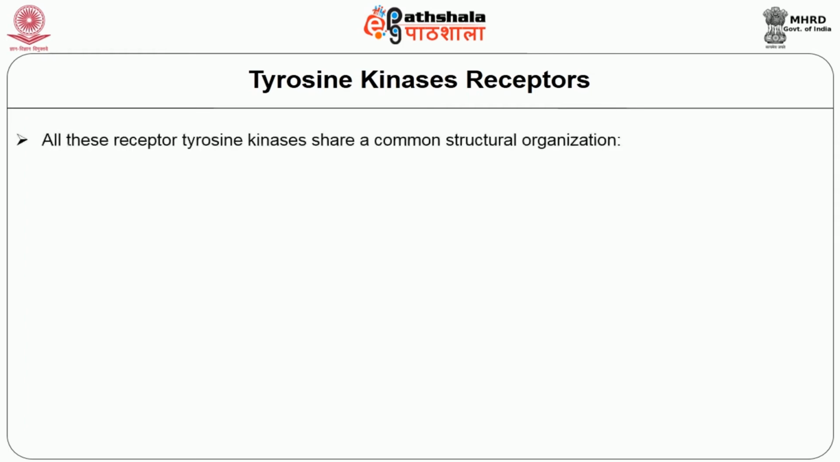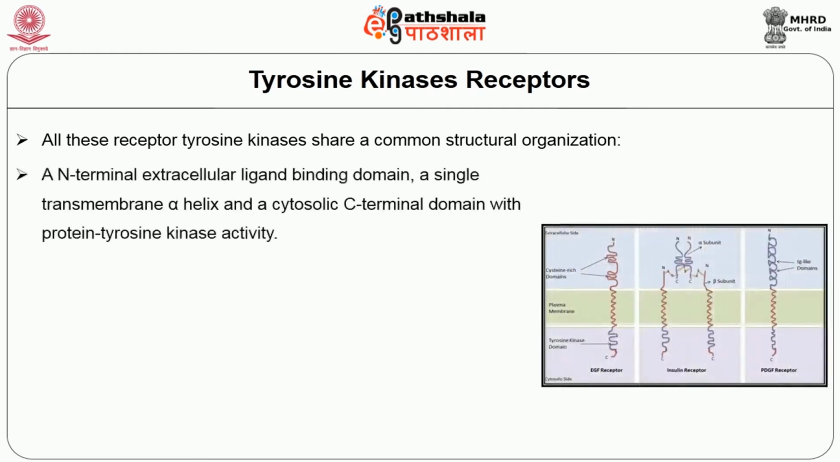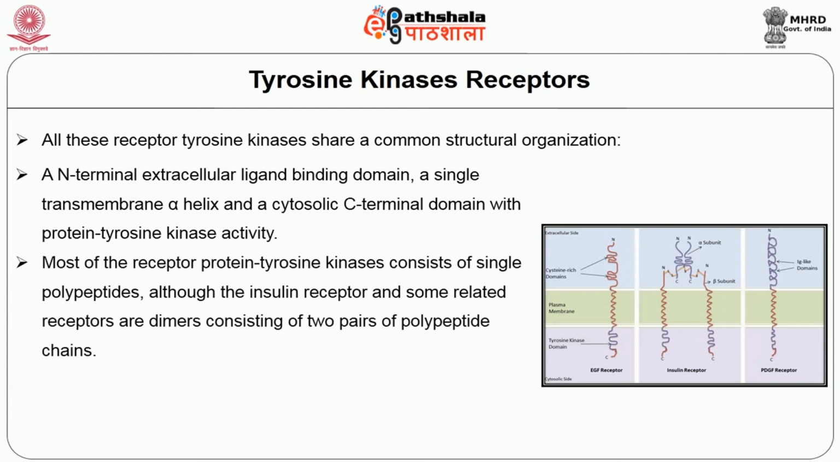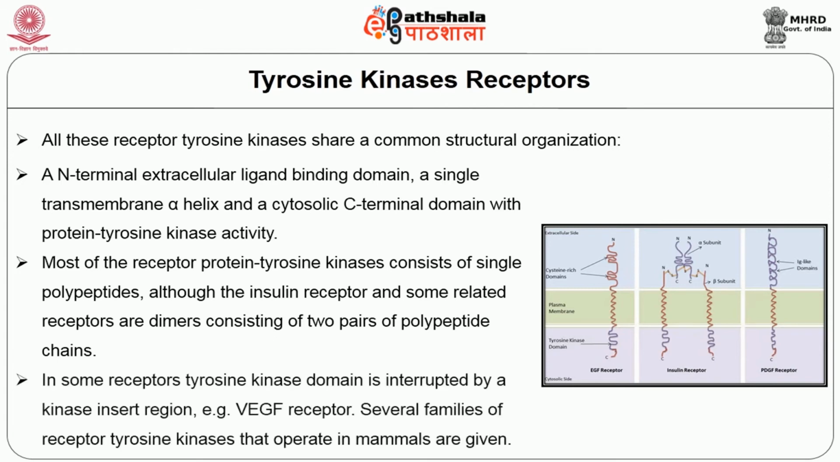All these receptor tyrosine kinases share a common structural organization: an N-terminal extracellular ligand binding domain, a single transmembrane alpha helix, and a cytosolic C-terminal domain with protein tyrosine kinase activity. Most of the receptor protein tyrosine kinases consist of single polypeptides, although the insulin receptor and some related receptors are dimers consisting of two pairs of polypeptide chains. In some receptors, the tyrosine kinase domain is interrupted by a kinase insert region, for example the VEGF receptor. Several families of receptor tyrosine kinases that operate in mammals are given in the figure.